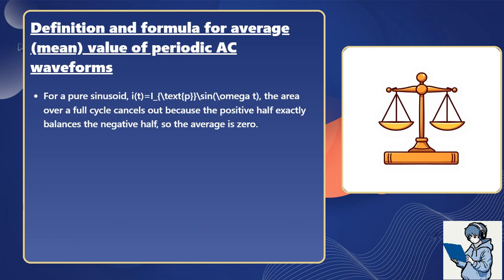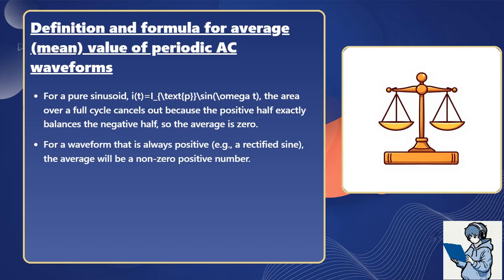For a pure sinusoid, I of t equals I sub p times sine of omega t. The area over a full cycle cancels out because the positive half exactly balances the negative half, so the average is 0. For a waveform that is always positive, for example a rectified sine, the average will be a non-zero positive number.